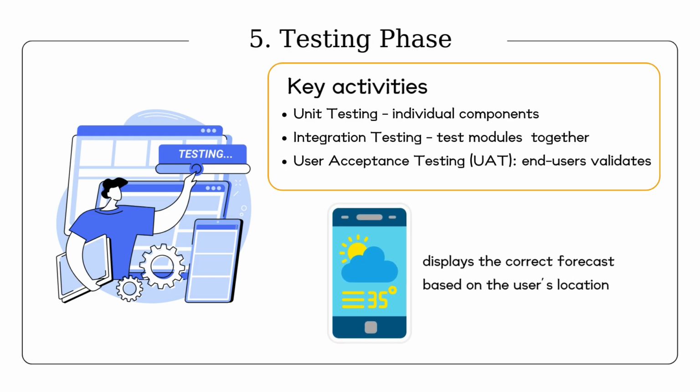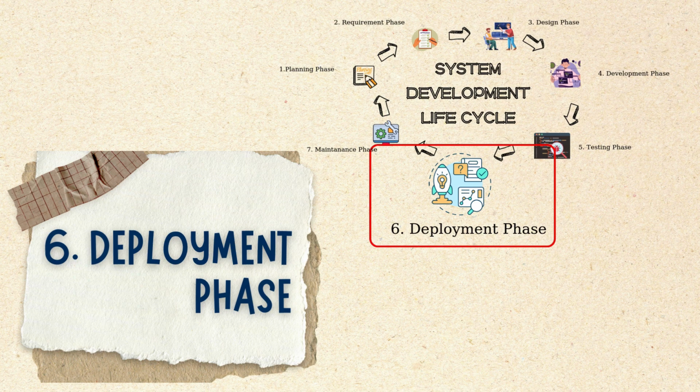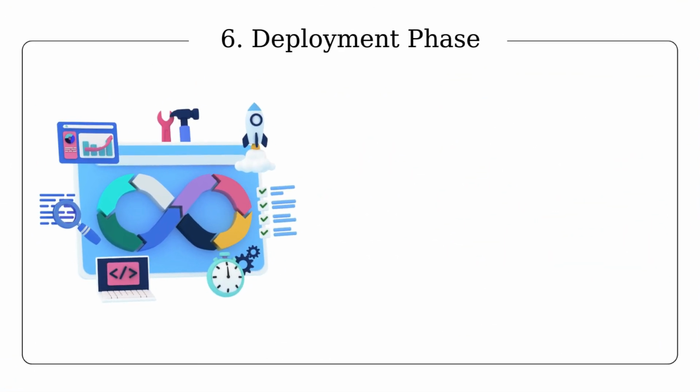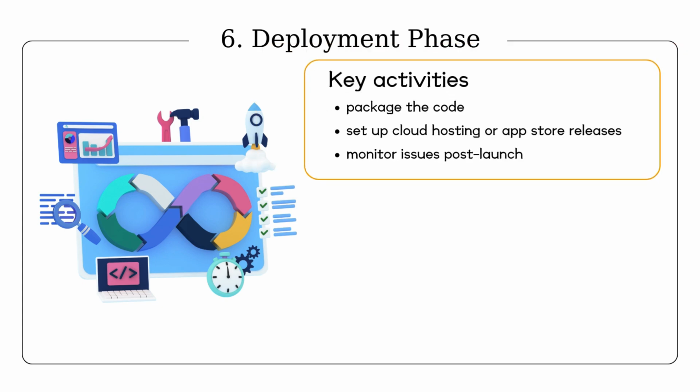For the weather app, testers might ensure the app displays the correct forecast based on the user's location, even during peak usage times. After successful testing, we reach the deployment phase. Once the software passes all the tests, it's time to launch it for users. Deployment involves moving the software to live servers or app stores.